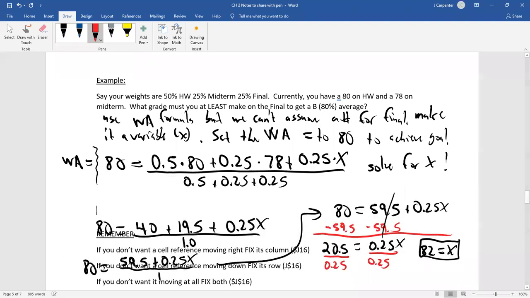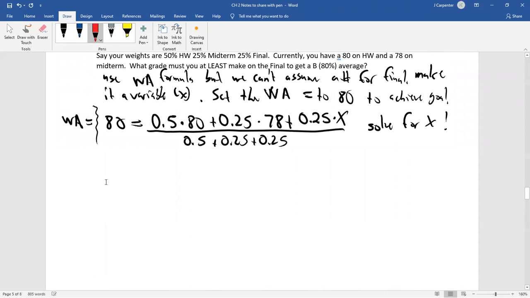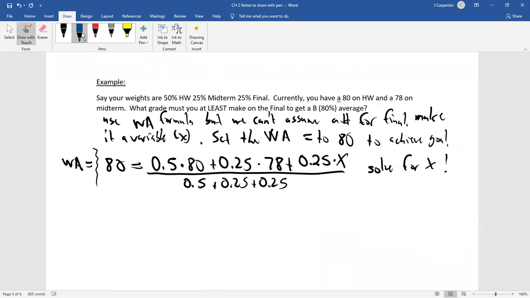Just ignore what you're seeing for now. I'm going to show the work. So what we had was 80 equal to the 0.5 times the 8. Well, 5 times 8 is 40. That would say it's 400, but there's a decimal, which makes it 40. Plus the 0.25 times the 78 is 19.5.